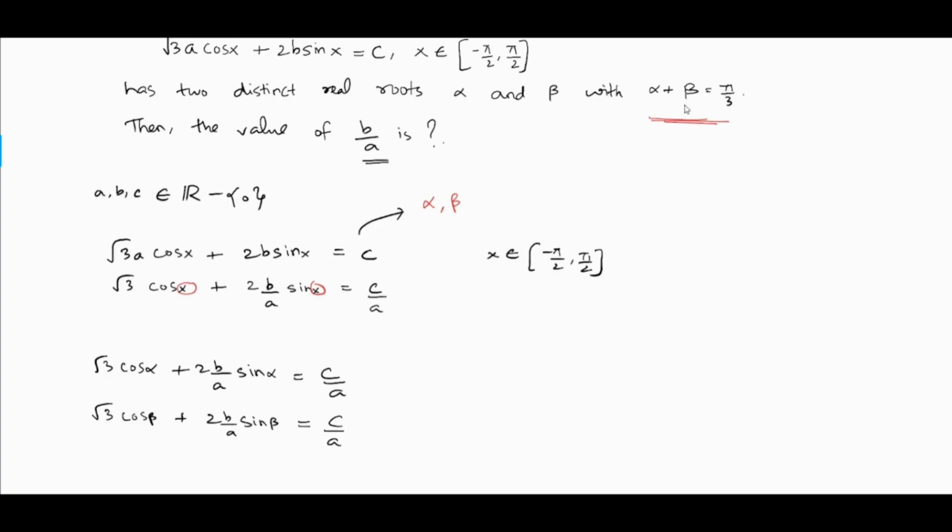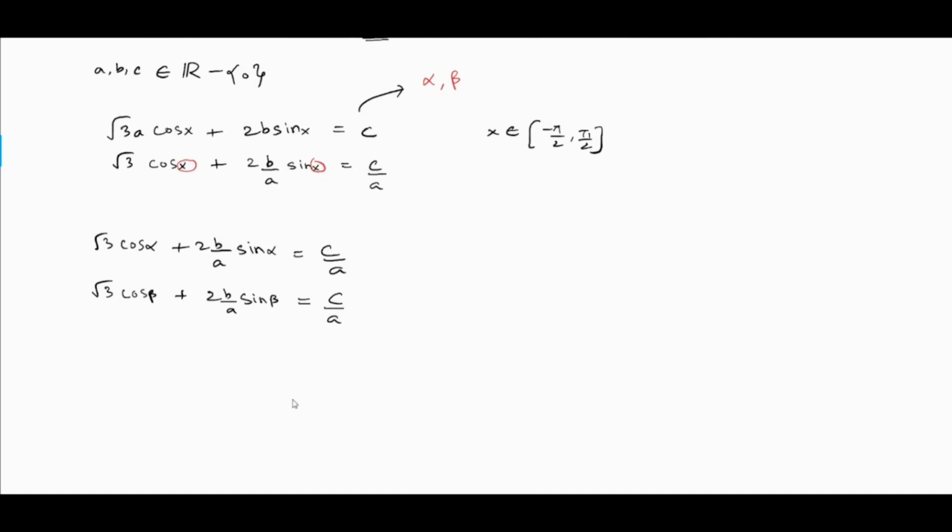This can be used, like we can apply sine or cos to this and get something out of that. What I cannot use is this c by a term. B by a, I kind of need it, and c by a, I don't know what c and a are. They're just arbitrary values. We have two equations and we have to solve them, and I have many unknowns.